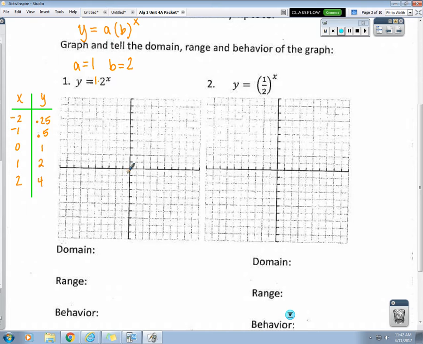Okay, so now let's plot these. (-2, 0.25) will be left 2, up a quarter. And the (-1, 0.5) will be left 1, up half a block. (0, 1), there's your y-intercept. And it makes sense that your y-intercept is 1 because your A value was 1. And then (1, 2) would be right 1, up 2. (2, 4) would be right 2, up 4. Okay, so you draw your curve.